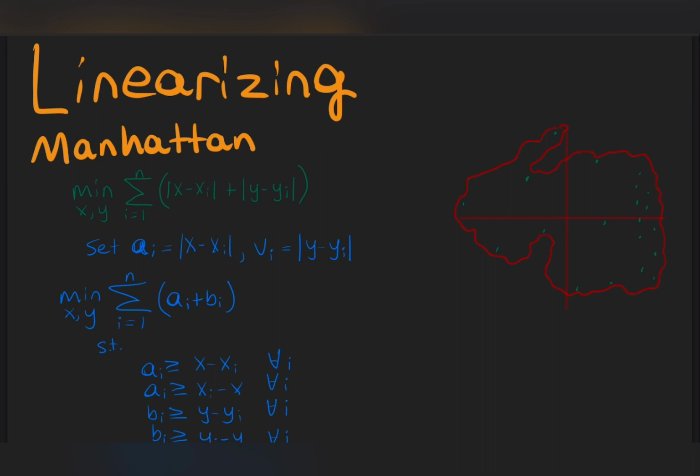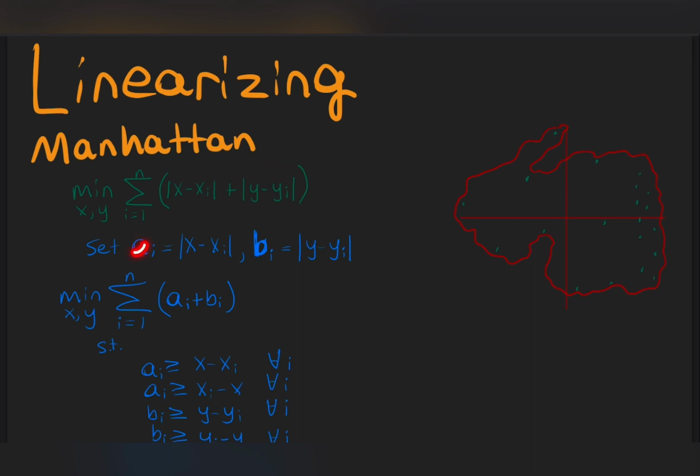Okay, to linearize it, let me just fix a typo. This is supposed to be a B, not a V. So to linearize it, this is the old formulation. We're minimizing that, but we want to try to get rid of these absolute value signs. Our goal is to substitute a variable for this and a variable for that.